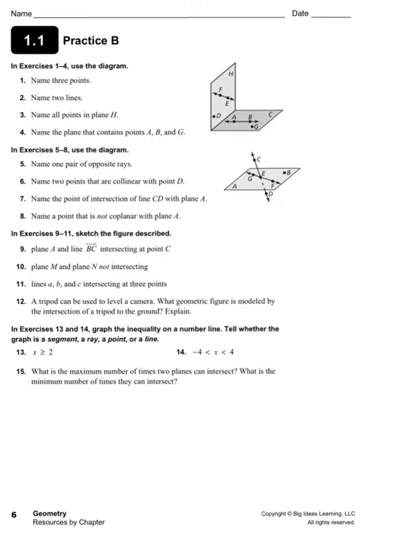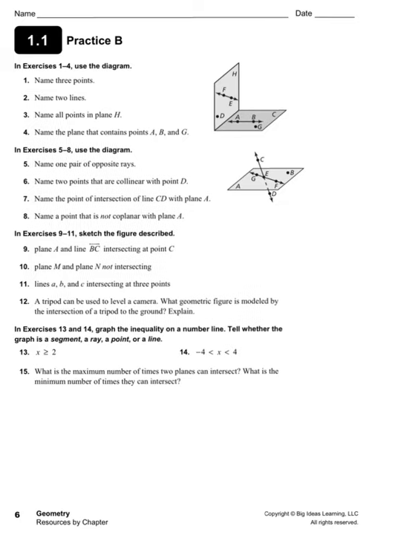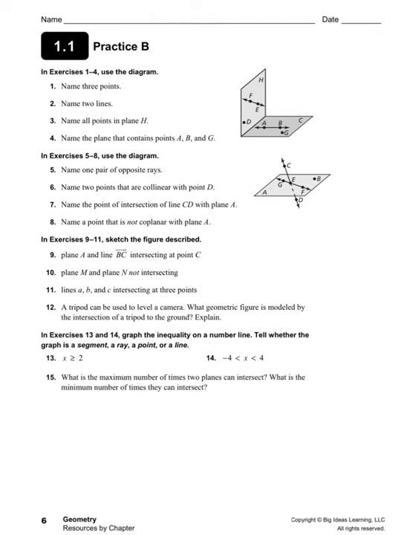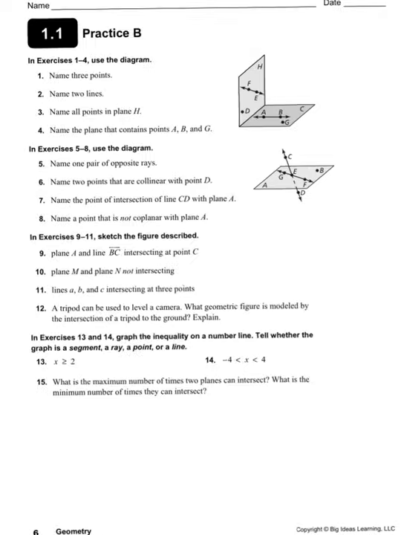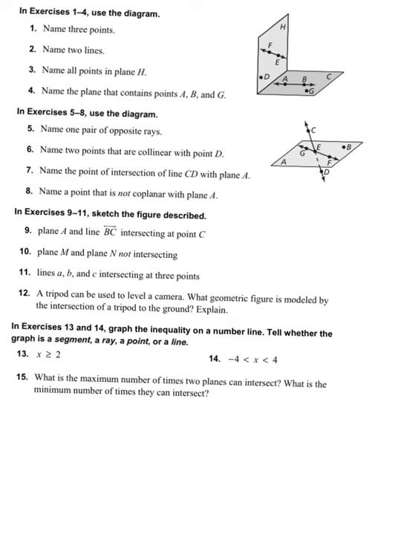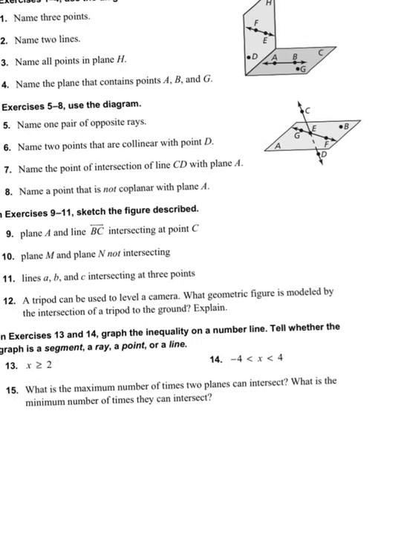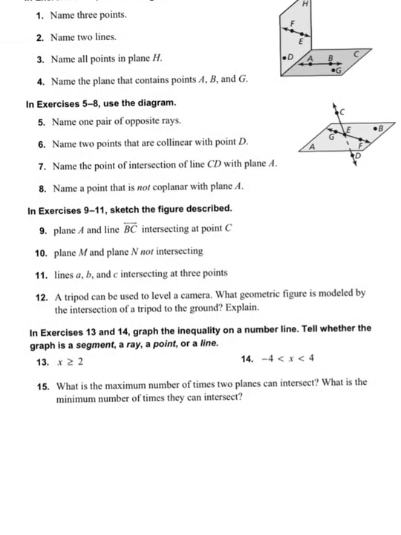Let's look at numbers 9 through 11. Number 9 through 11. Sketch the figure described. Number 9. Plane A and line BC intersecting at point C.